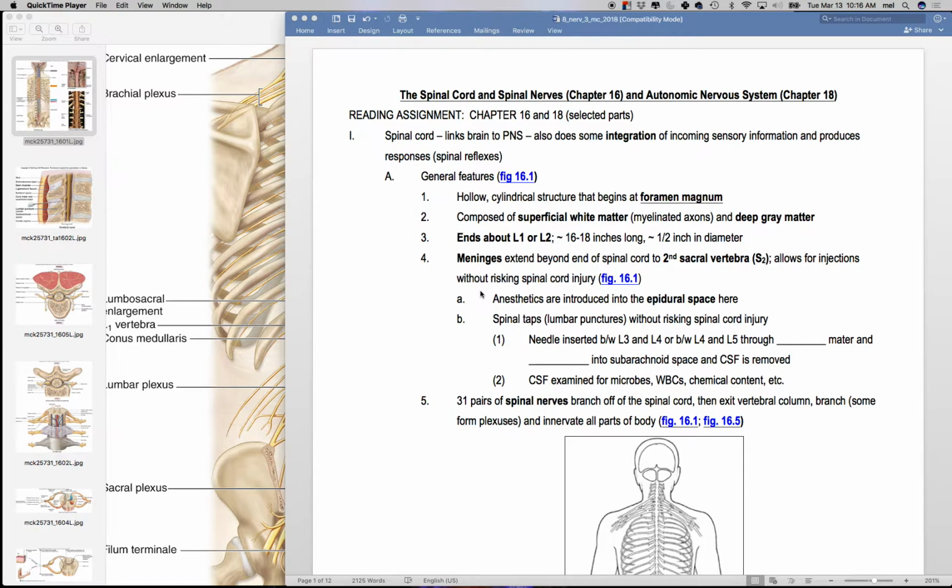What they're for. Okay, so spinal cord, spinal nerves. And then the last part of this set of notes is the autonomic nervous system.